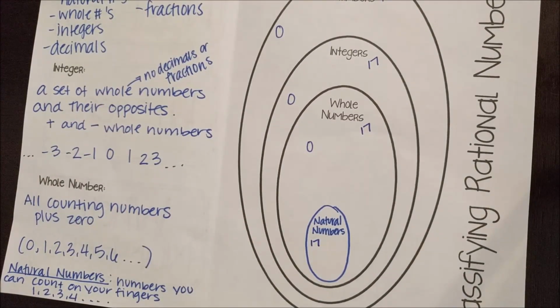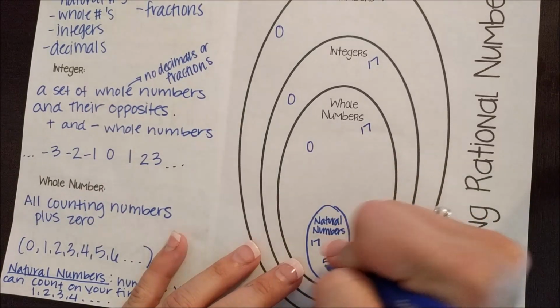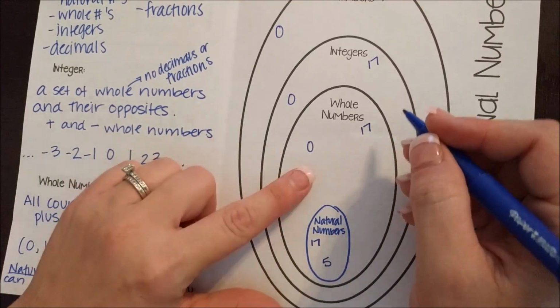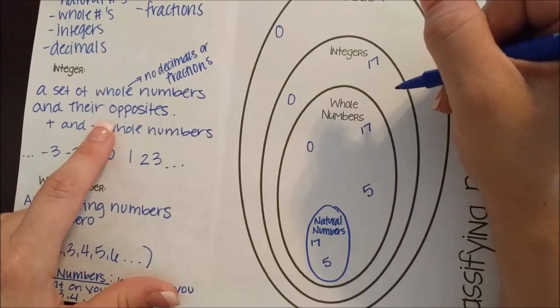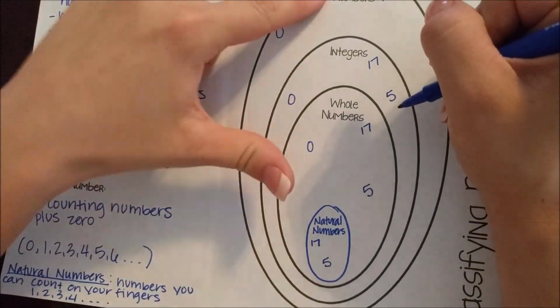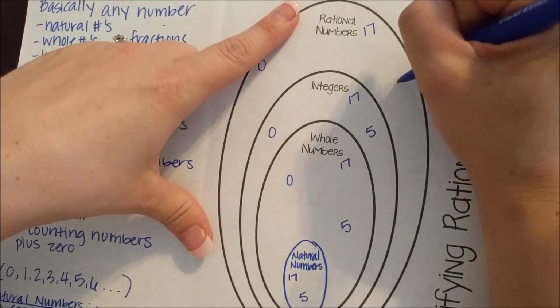Okay, let's see. What about the number 5? Well, is the number 5 a natural number? Yeah, it's a number I could count on my fingers. So 5 is a natural number. 5 is also a whole number. It's also an integer, a positive or negative whole number. So therefore, it's also a rational number.